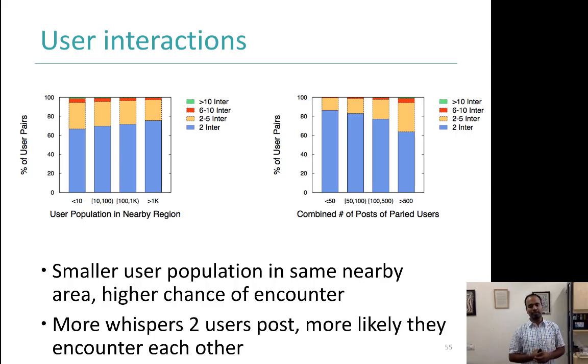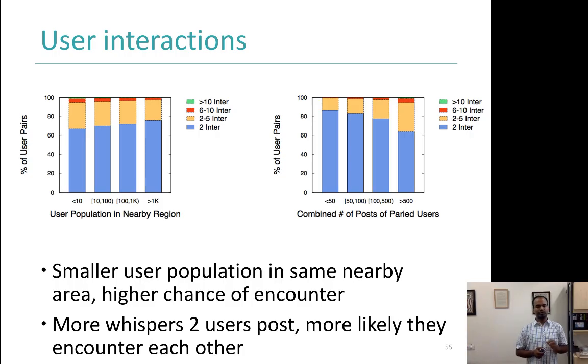Smaller user population in the same nearby area means a higher chance of encounter. So if you look at the graph, the categories are less than 10, 10 to 100, 100 to 100,000, and greater than 100,000 on the left, and then the combined posts of paired users on the right. The left is only showing you user population in the nearby region. The right is showing you the combined number of posts of paired users.